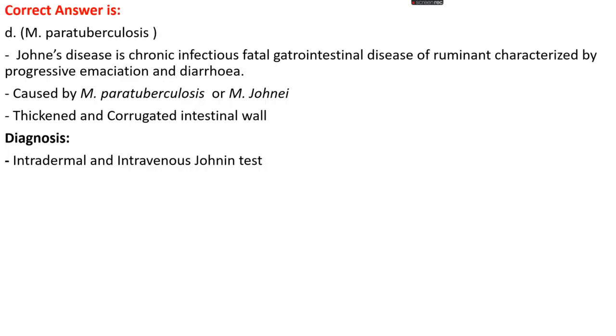Johne's disease is a chronic infectious fatal gastrointestinal disease of ruminants. It is mainly characterized by progressive emaciation and diarrhea. It is mainly caused by Mycobacterium paratuberculosis or Mycobacterium johnei. If we see the specific lesions, a thickened and corrugated intestinal wall is seen. And the diagnosis of Johne's disease is by the intradermal or intravenous Johnin test.